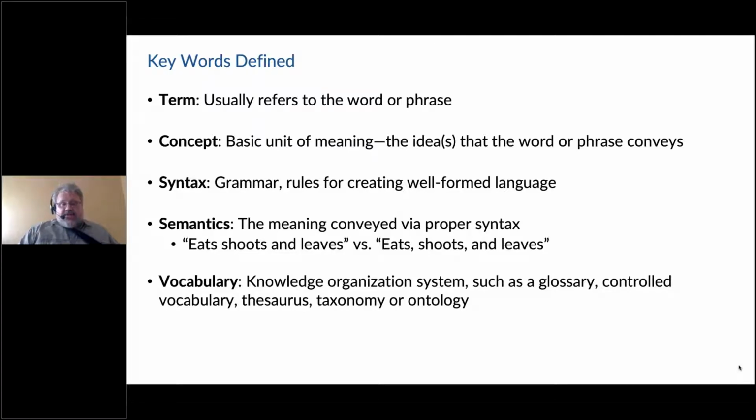Finally, you pull all this together in what's known as a vocabulary. A vocabulary is exactly what I said there. It's a system for organizing knowledge with explicit and controlled terms, meaning if a term has a synonym, it's clearly called out as a synonym. You don't use multiple terms for the same thing. And this is a deliberate process to get to this point.